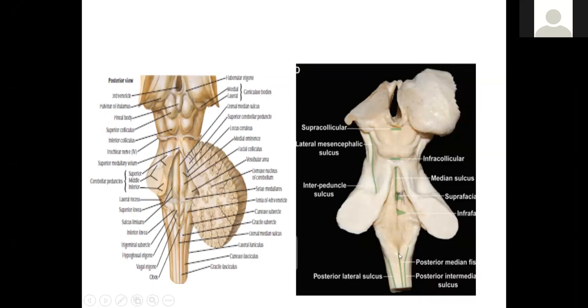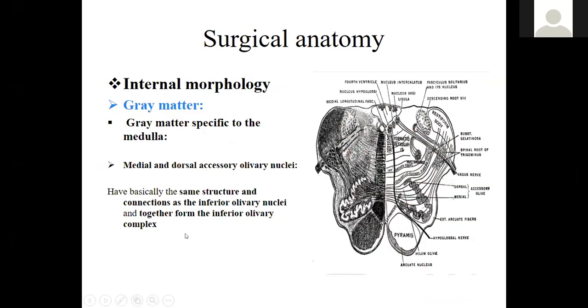So here we have a representation still of this posterior surface of the medulla oblongata, with the gracile tubercle, Kugnet tubercles laterally, the gracile fasciculus on both sides separated by the posterior median sulcus, and then the Kugnet fasciculus laterally, separated by the posterior intermediate sulcus. Here again, you can see the inferior surface of the fourth ventricle, and then our gracile tubercle and our Kugnet tubercle more laterally. So we have the medial and the dorsal accessory olivary nuclei, which have basically the same structure and connect with the inferior olivary nuclei together to form the inferior olivary complex.